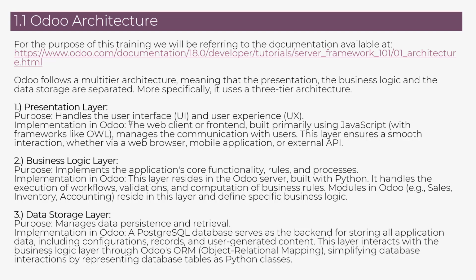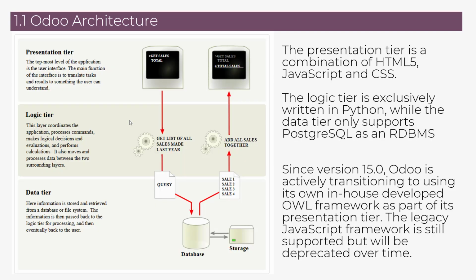The next layer is the data storage layer. So this manages the data persistence and retrieval. Odoo runs on PostgreSQL database, which serves as a backend for storing all application data, including configurations. Also, this layer interacts with the business logic layer through Odoo ORM, also called Object Relational Mapping, simplifying database interactions by representing database tables as Python classes.